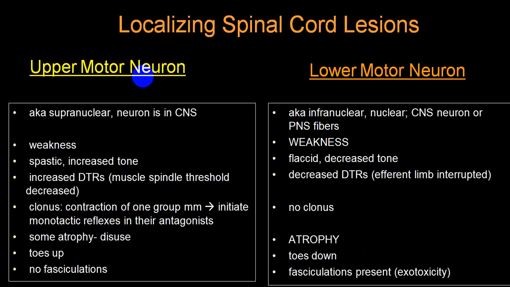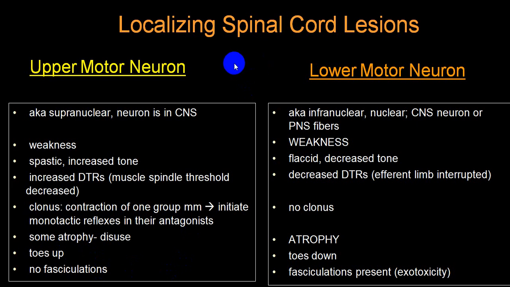It will be ipsilateral. And usually in case of chronic or in a recovery stage, person will have a weakness, spastic, increased tone, deep tendon reflex will be exaggerated, clonus may be present, disuse atrophy in a very late stage, and plantar reflex will be extensor, no fasciculation.